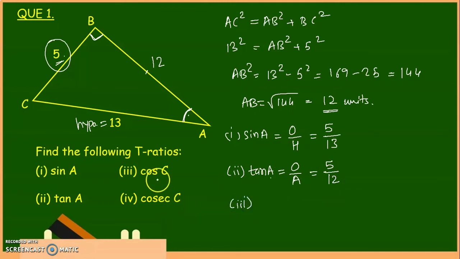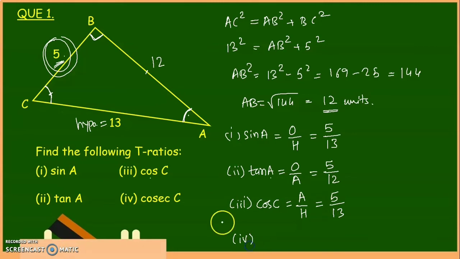Third, we have to find cos of angle C. If you consider this angle C, the formula for cos C is adjacent side divided by hypotenuse. For this angle C, this side BC is the adjacent side, which is equal to 5, and the hypotenuse is 13.